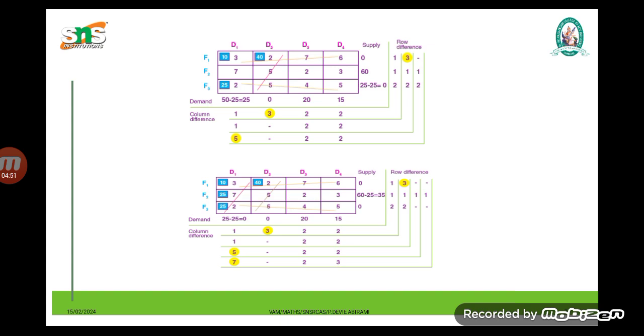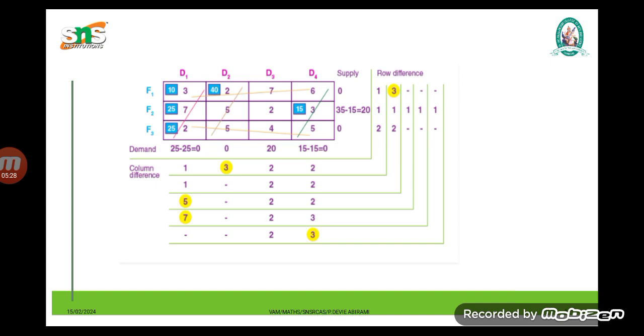The third column is 5, 0, 2, 2. Of these, the maximum penalty is 5, so I am allocating to the cost 2. The problem is balanced by allocating 25 and subtracting 25 from the supply. My fourth row difference is 0, 1, 0 and the fourth column difference is 7, 0, 2, 2. I select the maximum penalty, 7, so the problem is balanced by subtracting 25 minus 25, and on the right-hand side I will get 60 minus 25.